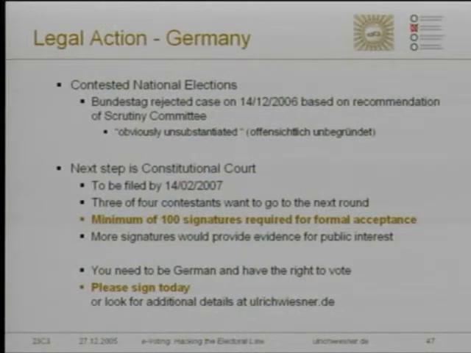We need a minimum of 100 signatures for the Constitutional Court to formally accept the case. The reason for that is that the Constitutional Court is protected from anybody raising anything with them. So that should provide evidence of public interest. And I would appreciate if I could collect more than 100 signatures to actually provide that evidence.